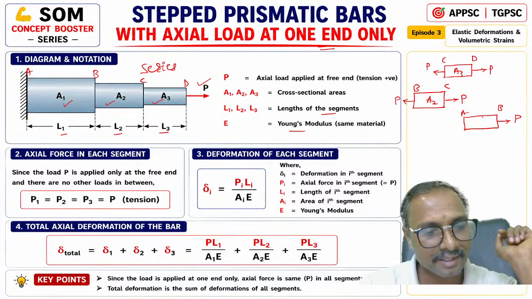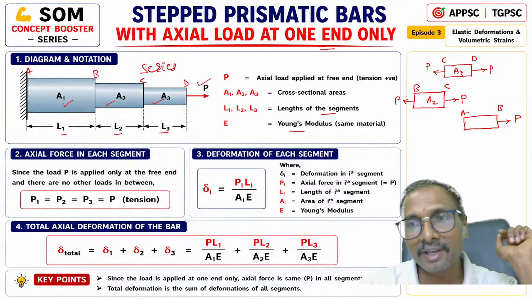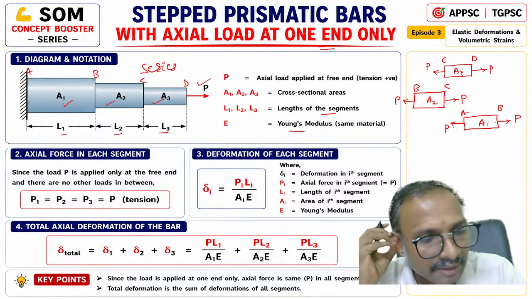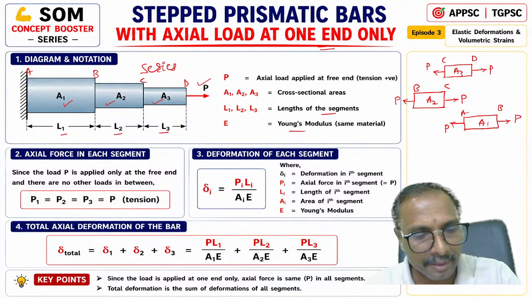Now member balancing. How to take? Right side P is there. So on the entire member, left side P will be there with this A1. So what can you have now, tell me?